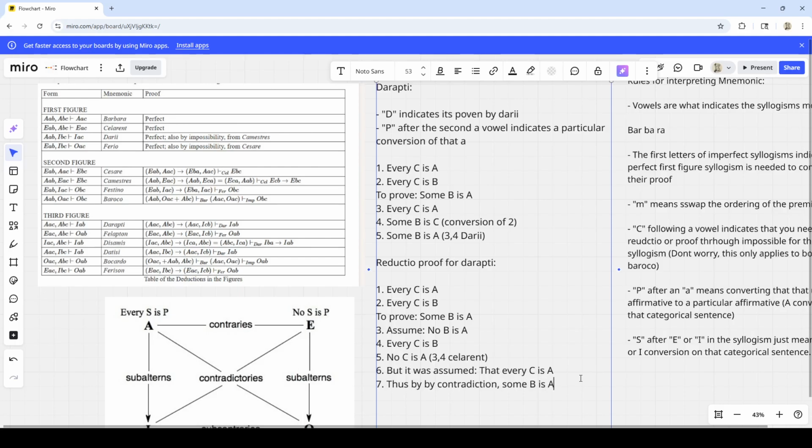So we really just proved it indirectly. If you want to see how I did it again, for an indirect or reductio ad absurdum proof it goes like this: assume the negation of the desired conclusion.